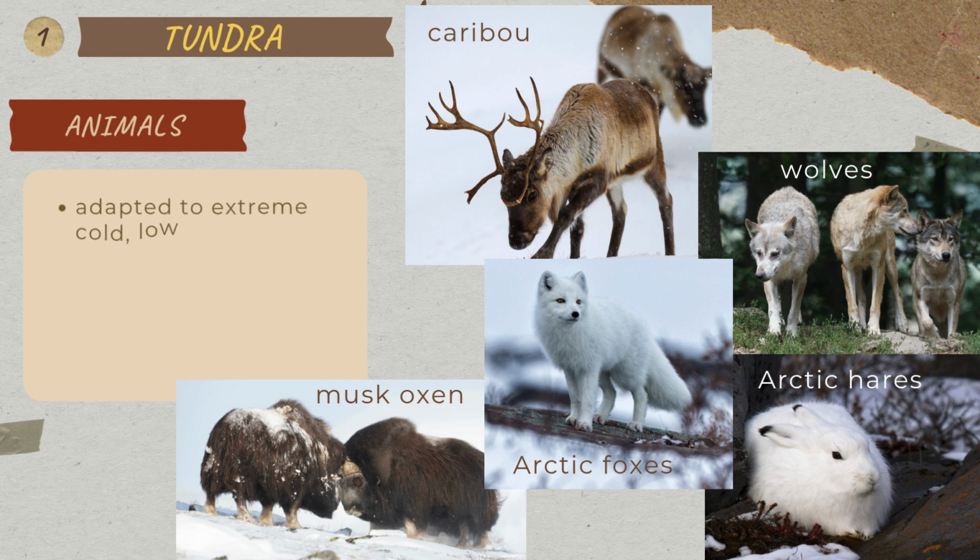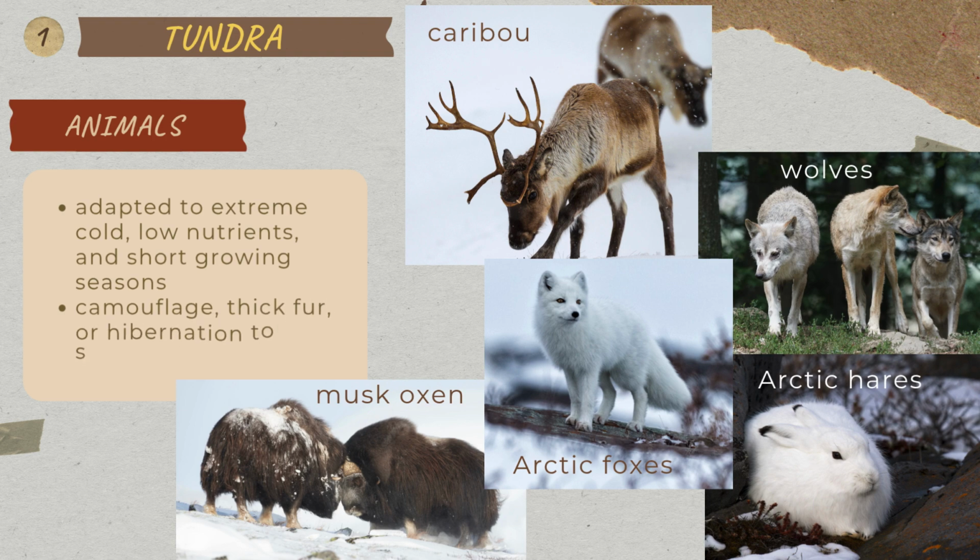Okay, and when it comes to animals, these are some examples of animals that can be found here. So we have caribou, or reindeer, wolves, Arctic foxes, Arctic hares, and musk oxen. But these are just some examples, not all of the animals present within the tundra biome have been presented here. Okay, always take note that these animals are adapted to extreme cold, low nutrients, and a short growing season, because again the summer here is very short in comparison with winter.